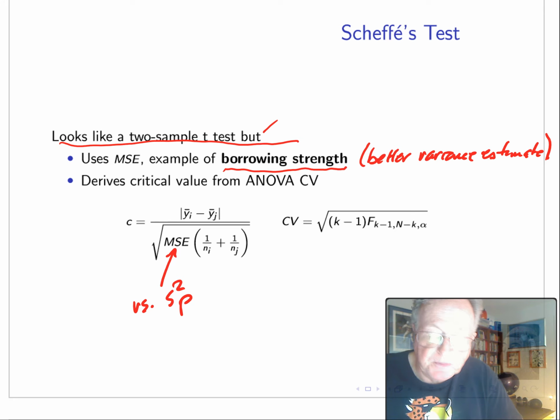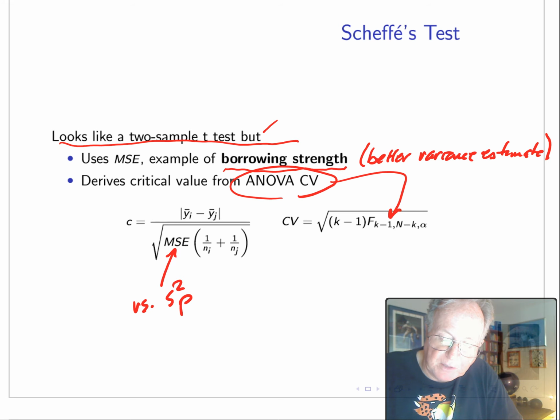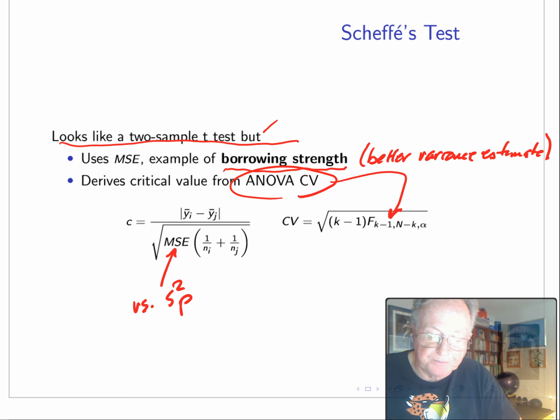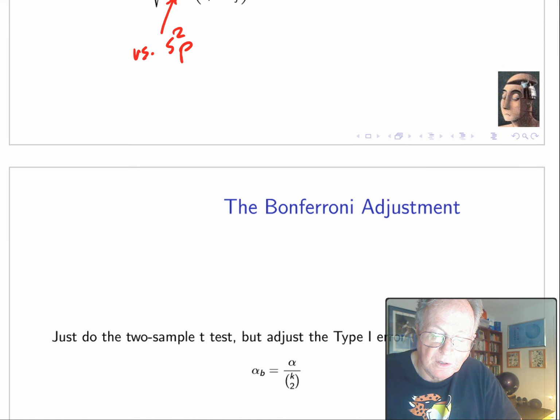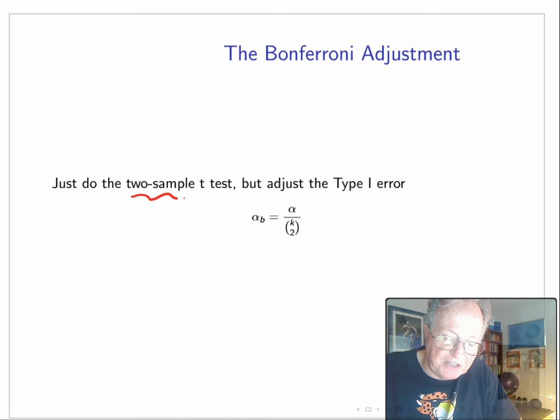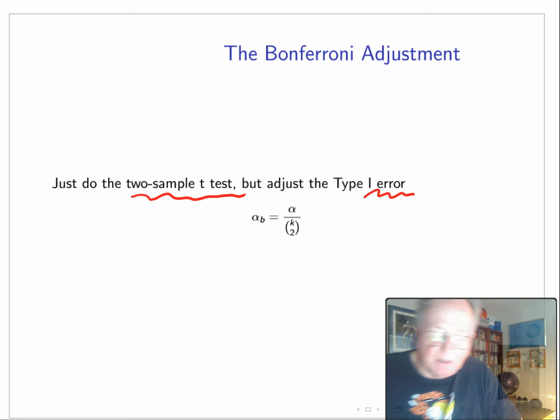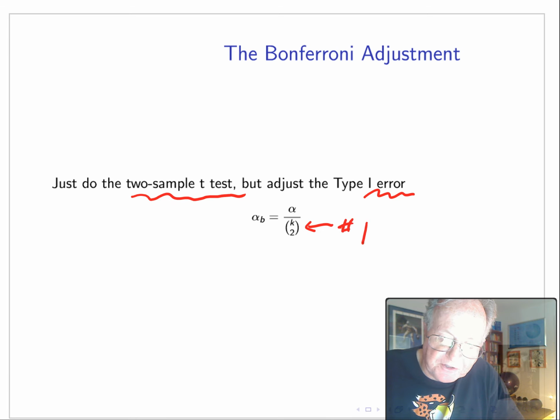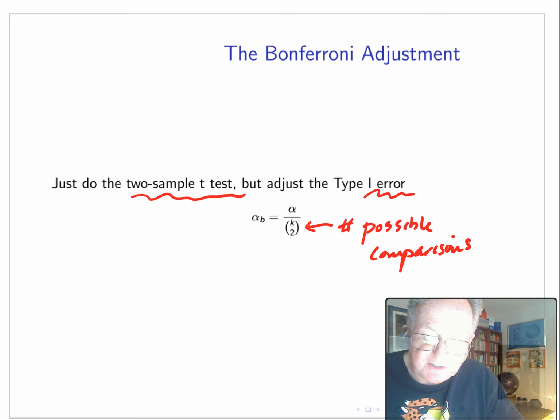The critical value, we don't have to get new tables. We're just going to use the ANOVA critical value and plug it into this computation right here. Bonferroni adjustment's actually even simpler. It's a 2-sample t-test. However, we're going to adjust the type 1 error. So we'll take our original alpha and we'll divide it by the number of possible comparisons. So this will give us a larger critical value.